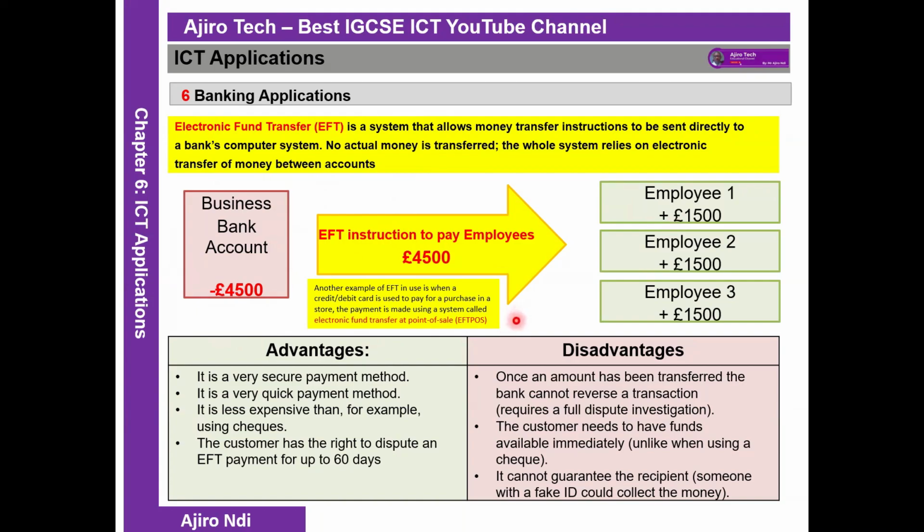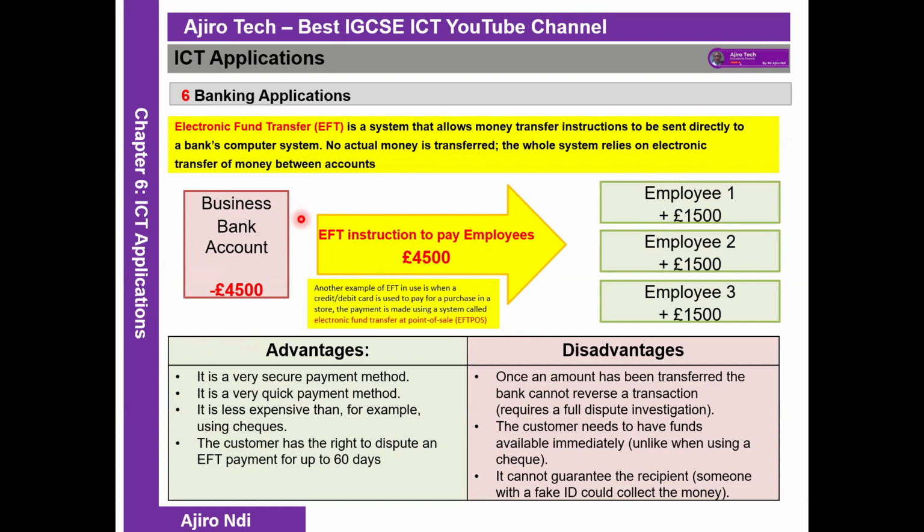So the EFT is going to send the instruction to the bank computer system directly. Now, the bank is going to check if that account has the sufficient amount. Once it has the sufficient amount, the instruction to pay the employees, there's going to be a list. That instruction talks about the list of employees to pay and how much each of them is to be paid.